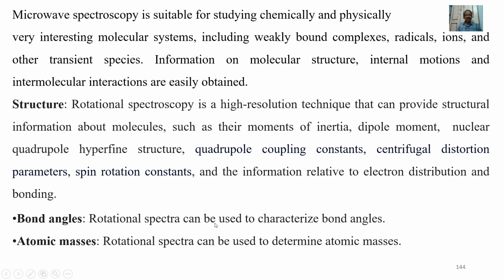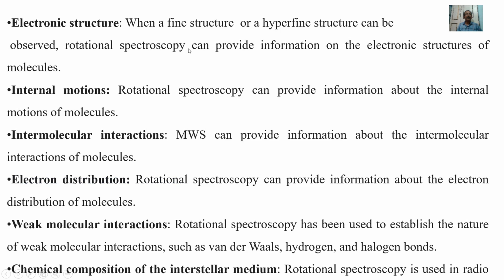Bond angles. Rotational spectra can be used to characterize the bond angles. Atomic masses. Rotational spectra can be used to determine atomic masses. The electronic structure. When a fine structure or a hyperfine structure can be observed, rotational spectroscopy can provide information on the electronic structures of molecules. Internal motions. Rotational spectroscopy can provide information about the internal motions of molecules.